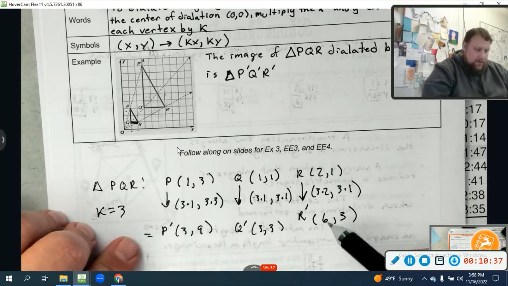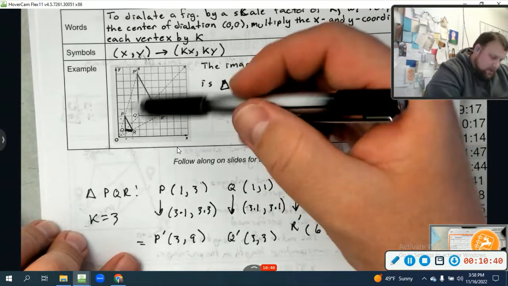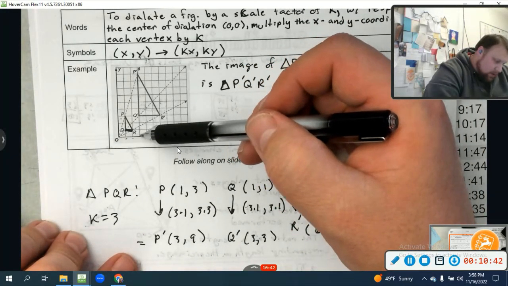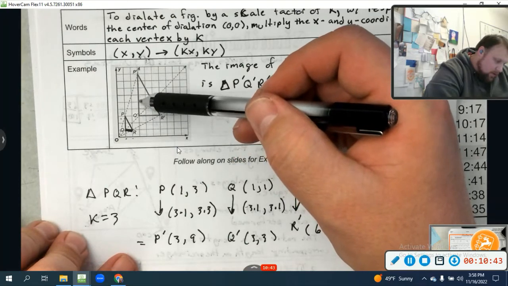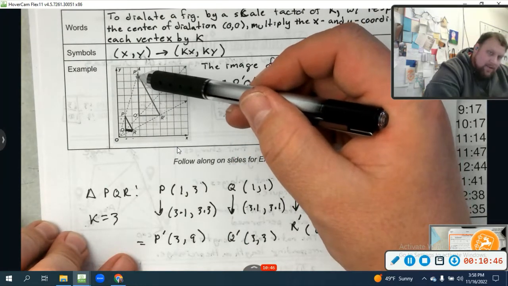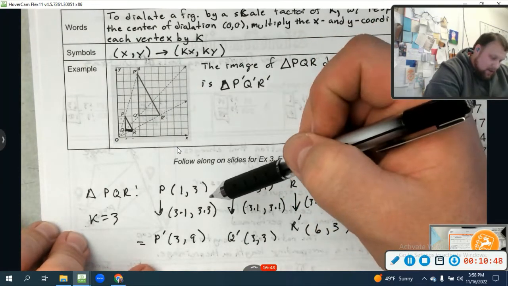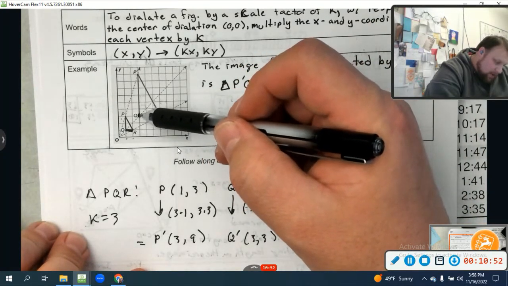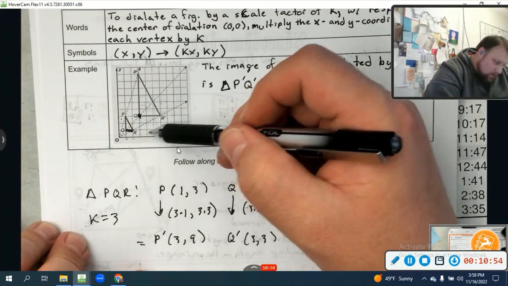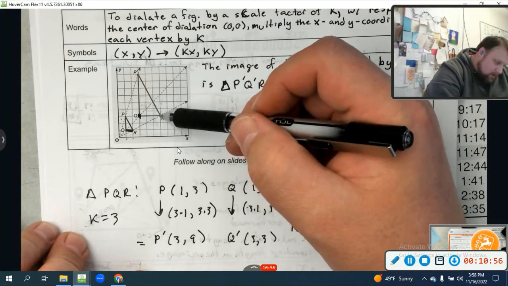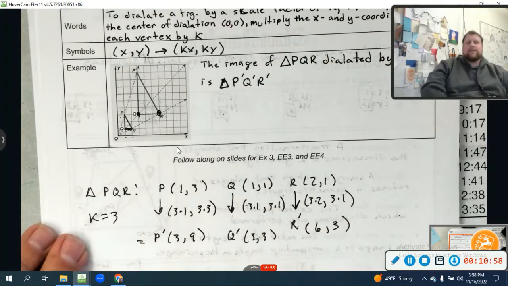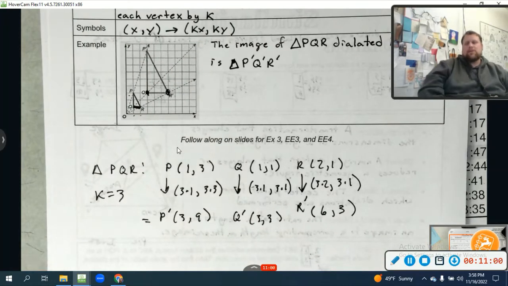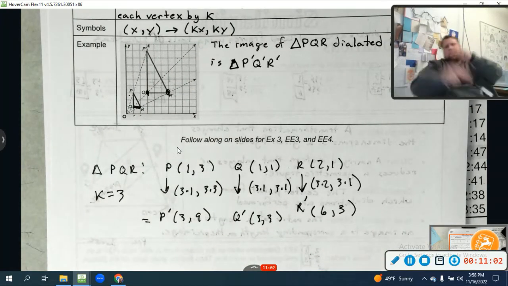And let's see if this works. So P prime is 3, 9. So that's 1, 2, 3. 1, 2, 3, 4, 5, 6, 7, 8, 9. Look right there. Q prime is 3, 3. So that's 1, 2, 3. 1, 2, 3. Boom, right there. And last is 6, 3. 3, 4, 5, 6. 1, 2, 3. Boom. See how that works, guys? Easy peasy lemon squeezy. With that said, peace out.